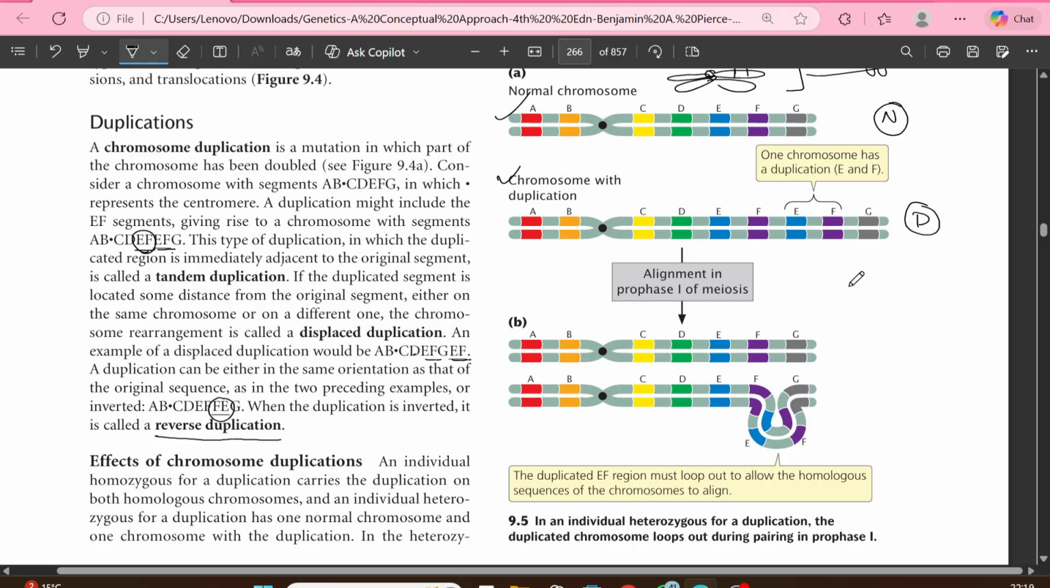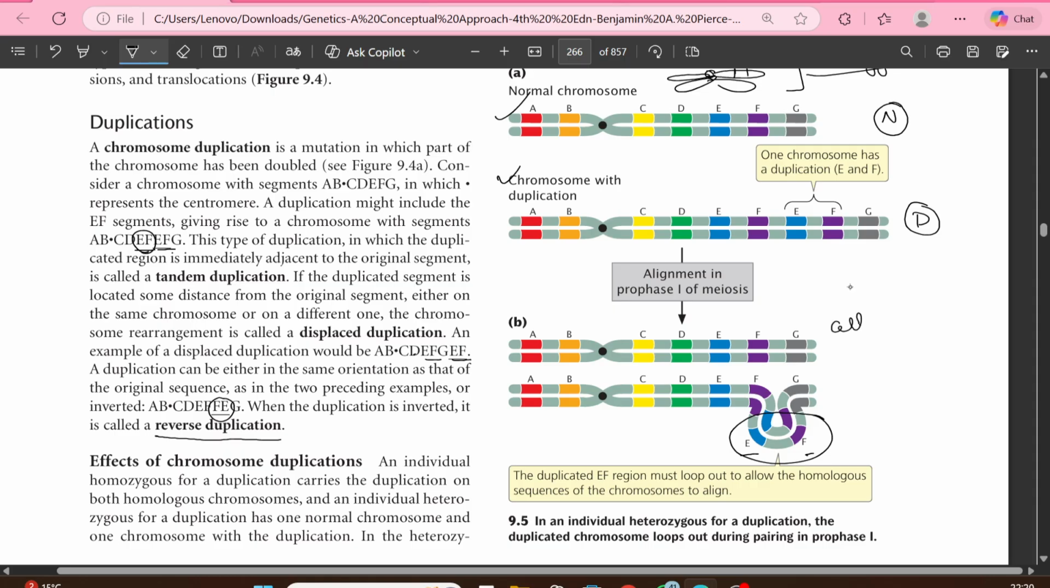So when in the prophase 1 the two chromosomes have to align, now here is a difference. One of the chromosomes is a normal chromosome while the other one has the duplication. So how to align both of them? The alignment can only be done when all the genes are properly oriented in both the chromosomes. So this can only be done when a loop is formed of the extra duplicated segment, because for this E and F, we do not have any matching pair in the other chromosome. So this E and F segment has to be looped out. This will happen during the alignment in the prophase 1 stage.